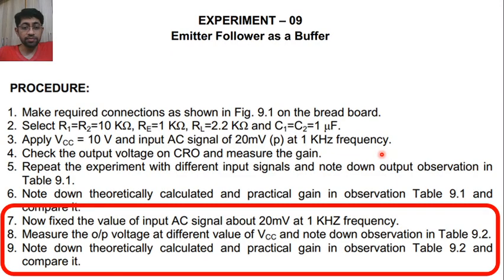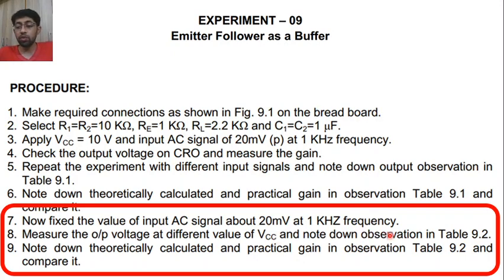Next one says: now fix the value of the input AC signal at about 20 millivolt at 1 kilohertz frequency. So we will set our input at 20 millivolt peak at 1 kilohertz frequency and measure the output voltage at different values of VCC. Note down the theoretically calculated and practical gain. Same thing, but now we have to fix the input AC signal and measure the output voltage for different values of VCC. So we will change the VCC over here.